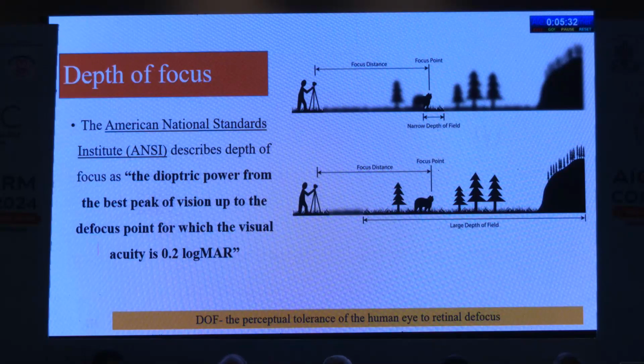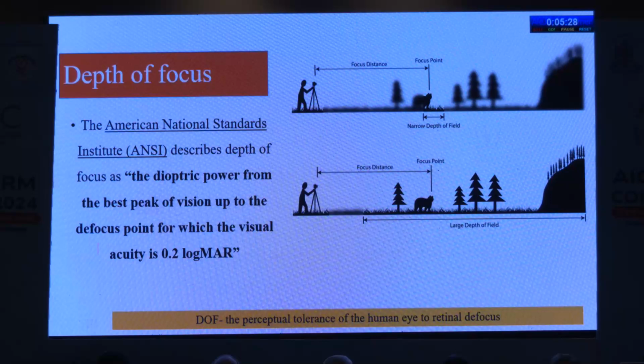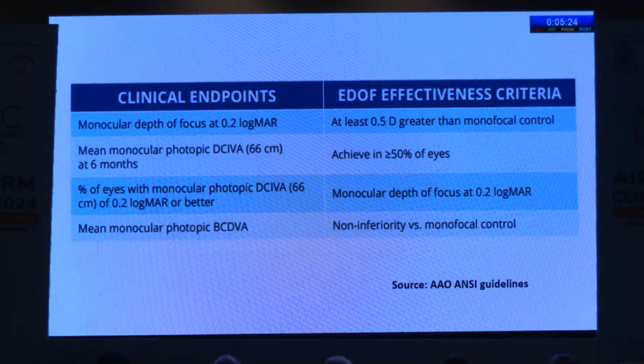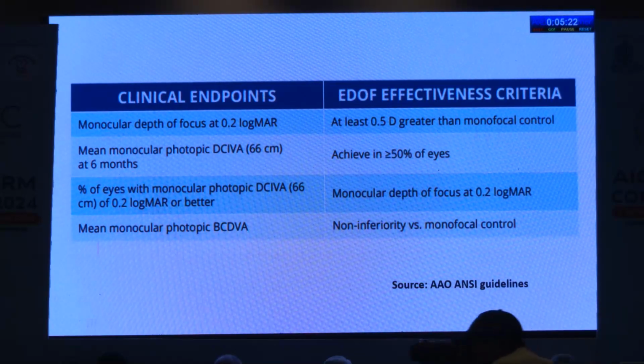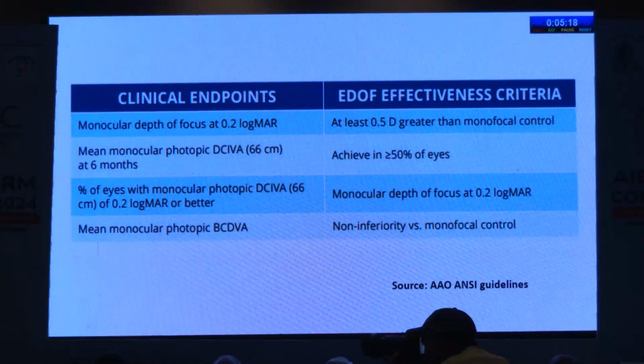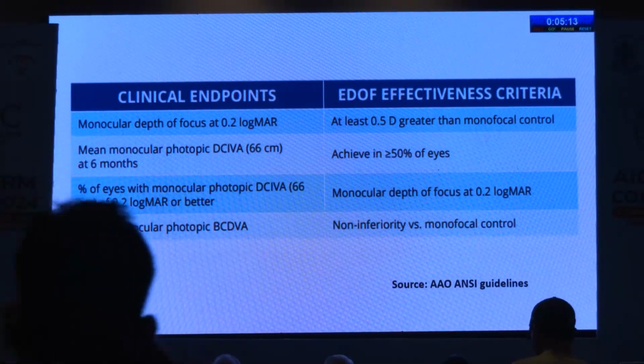So what is the ANSI criteria? It describes the depth of focus as the dioptric power from the best peak of vision up to the defocus point for which the visual acuity is 0.2 logMAR. So what are the clinical endpoints? Monocular depth of focus at 0.2 logMAR should be at least 0.5 diopter greater than the monofocal control. And there are other criteria also of the ANSI guidelines.